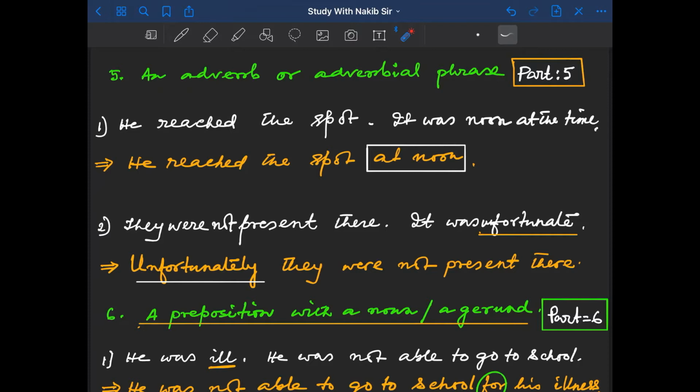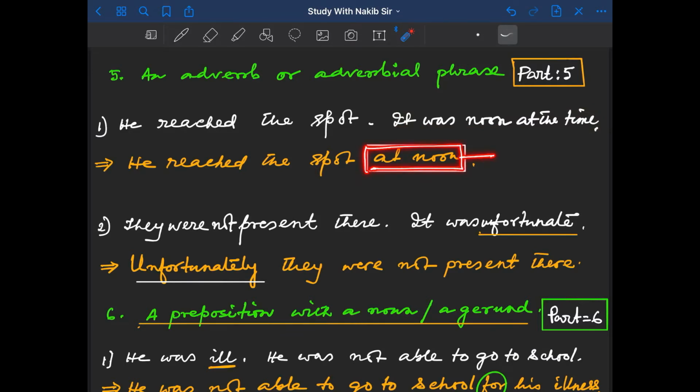Okay, so with the help of those words expressing time, place, manner, etc., we can combine two sentences into a single simple sentence. Now let's see. He reached the spot. And it was noon at the time. See, the second sentence is written to give the time. So in place of "it was noon at the time," if "at noon" is written, the function of the second sentence will be over. And write this phrase, this is an adverbial phrase expressing time.